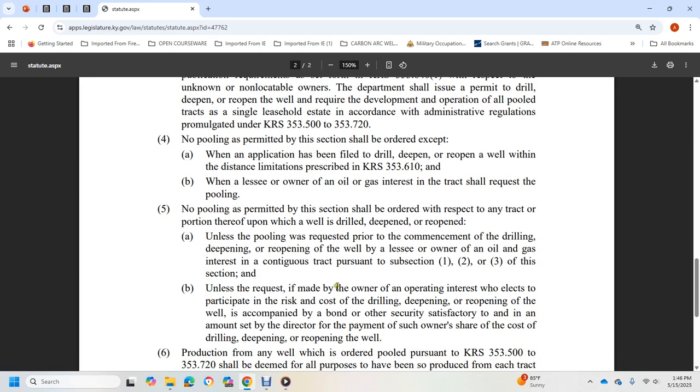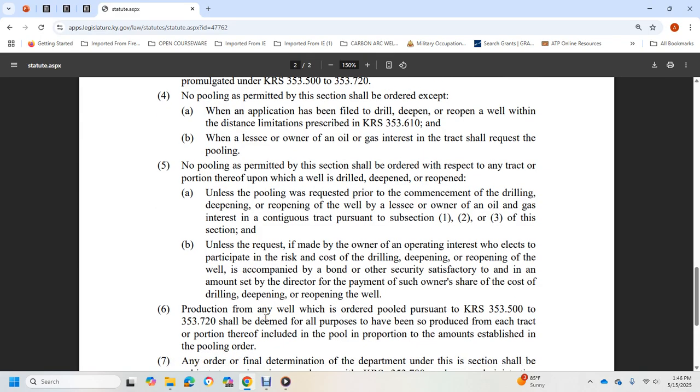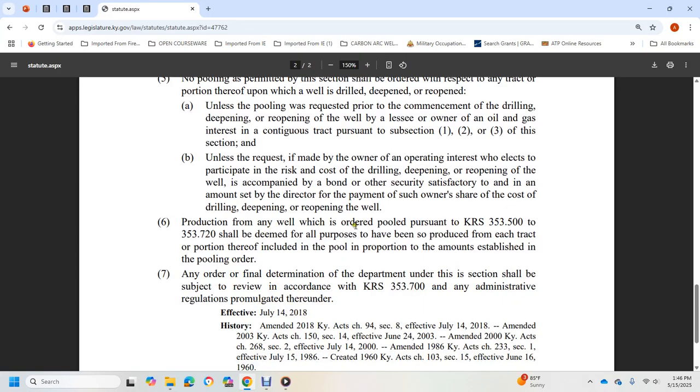of this section. Unless the request is made, the owner of the oil and gas interest may elect to participate at risk of the cost of the drilling, deepening, or reopening of the well, with the company providing a bond or other security satisfactory to the director and in an amount set by the director for the payment of such owner's share of the cost of drilling, deepening, or reopening the well. Production of any well which is ordered pooled under Kentucky Revised Statute 353.500 to 353.720 shall be deemed, for all purposes, to have been produced from each tract, with the portions including the pooled portion, in the amounts established in the pooling order.